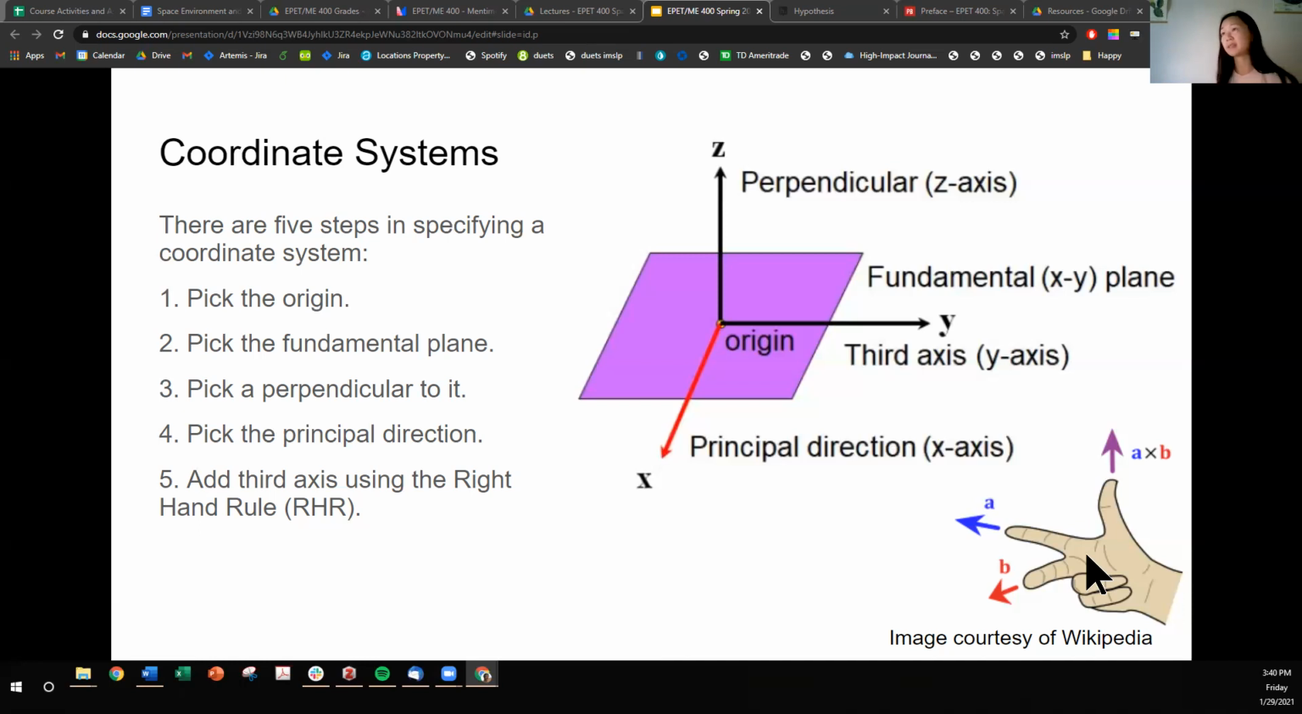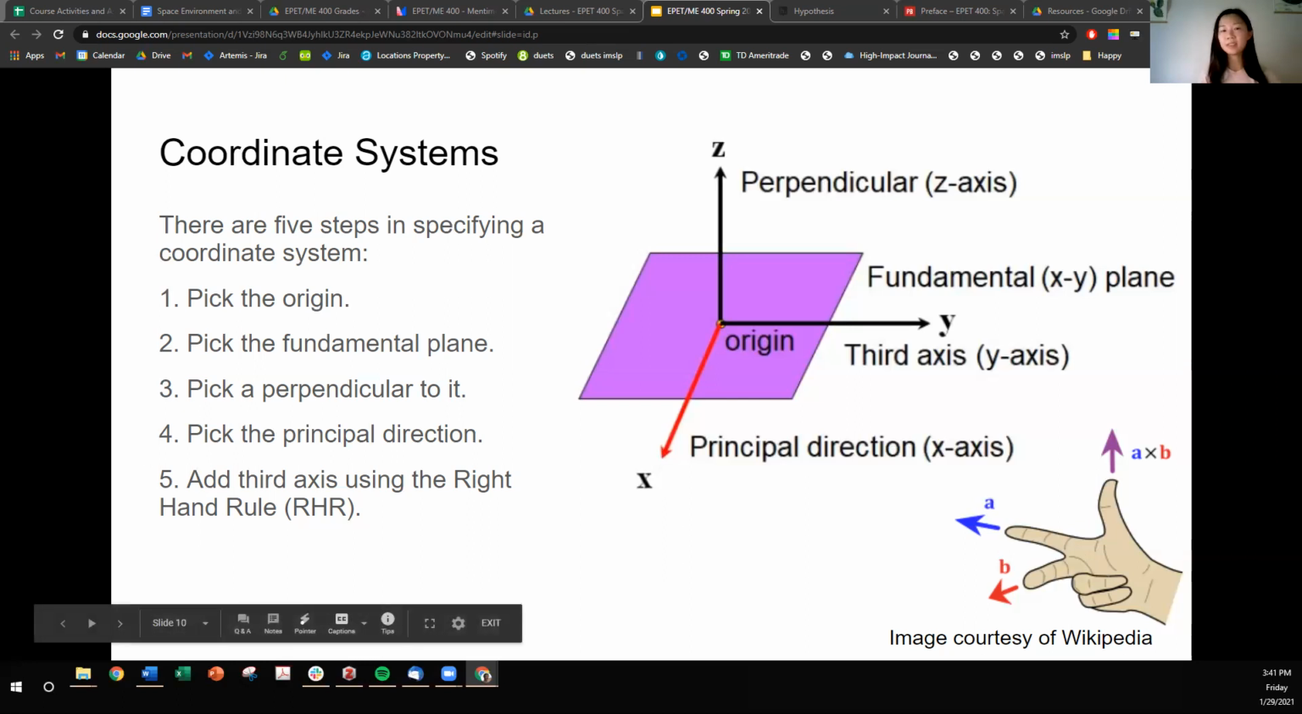The 5 steps in specifying a coordinate system is picking the origin, so that's where the 3 vectors intersect. Pick the fundamental plane. So let's say that I care about pointing directly at the camera. So my plane will be like this, vertical up and down and straight into the camera. And then the perpendicular vector will be my middle finger, which is going to my left. And then you can pick a principal direction. And since I care about looking into the camera, I'll just say that my index finger is that principal direction. Yeah, coordinate systems, not so hard.